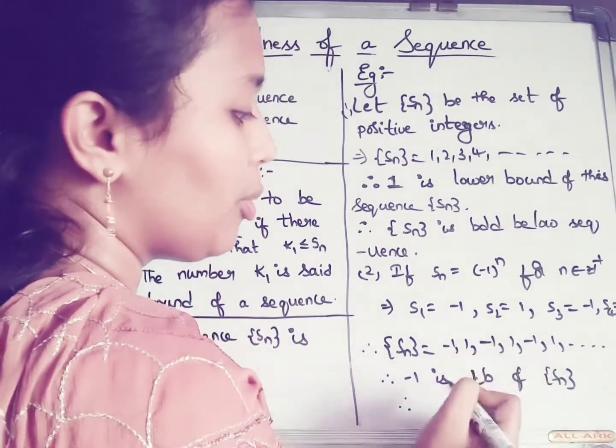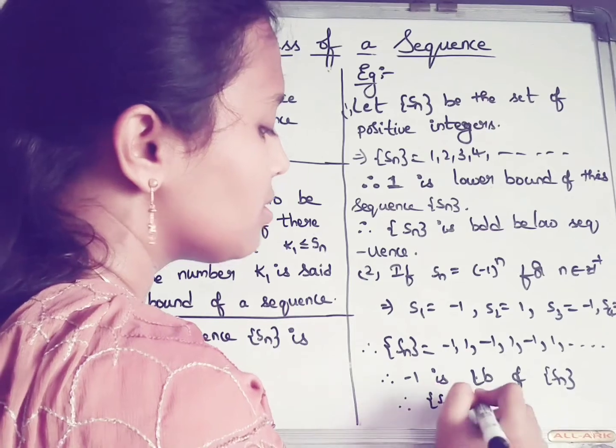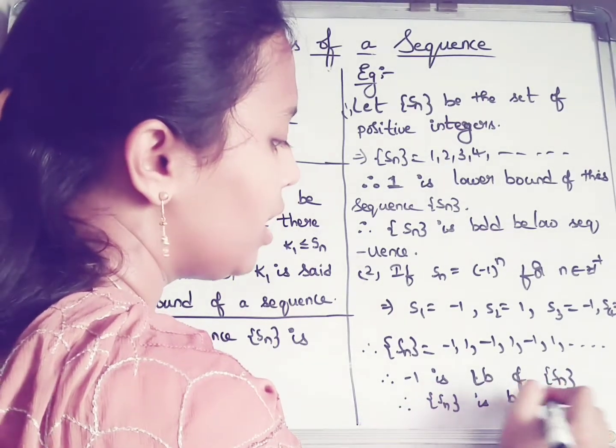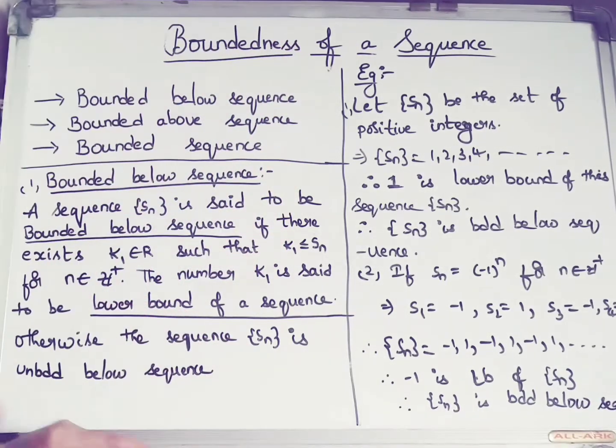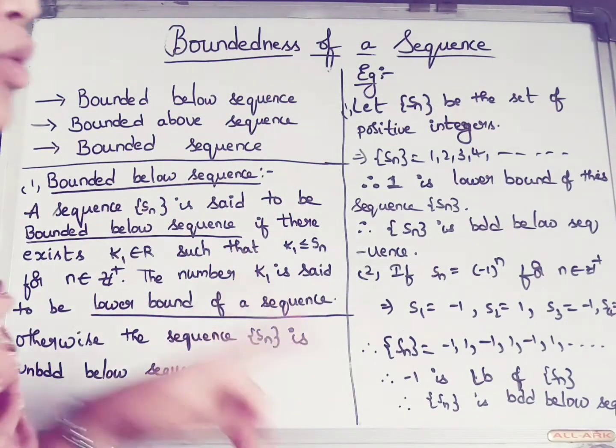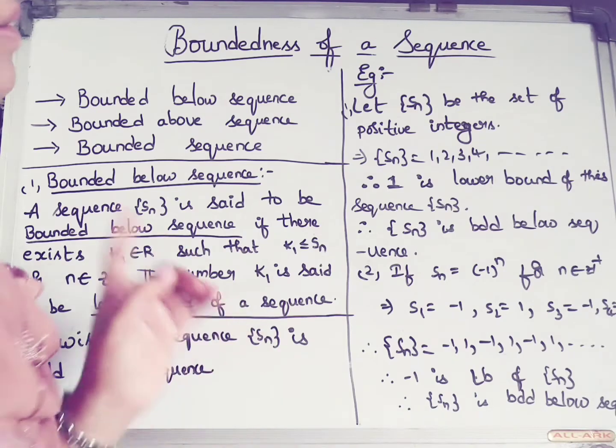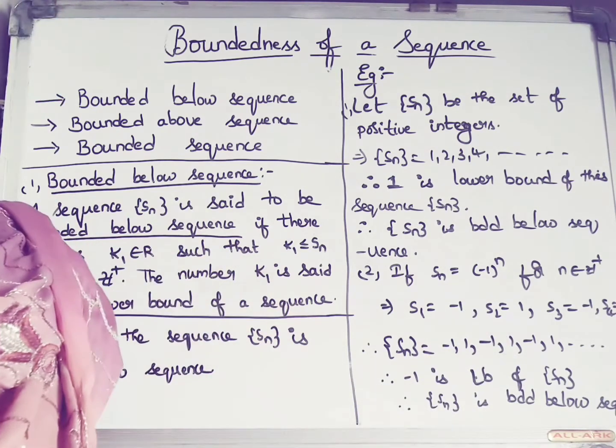So we found a lower bound. So we can say that the sequence Sn is a bounded below sequence. So these are the examples for a bounded below sequence. Also, there is an unbounded below sequence, right?